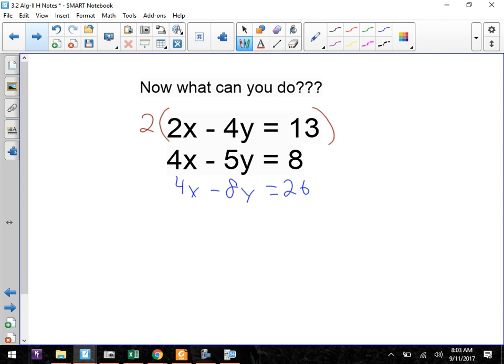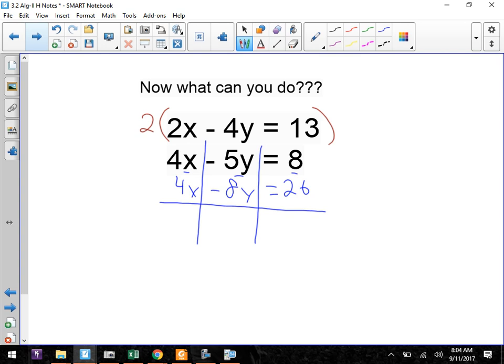Now, notice we have the same coefficient with the same sign, which means I'm going to subtract. Here's my little trick for you. When you're subtracting these problems, remember, you're actually subtracting 3 times. And I usually break it into those 3 sections, so that way I pay really close attention to my signs.